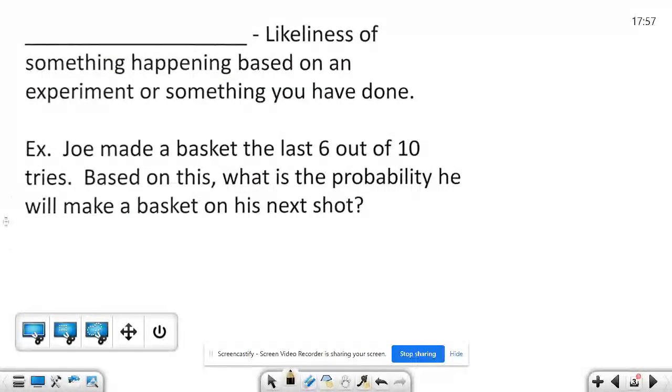The likeliness of something happening based on an experiment that you have done. Well, the key word is experiment. So we've got experimental.